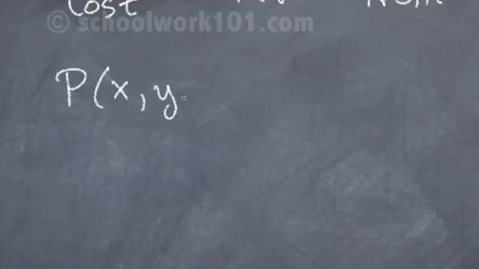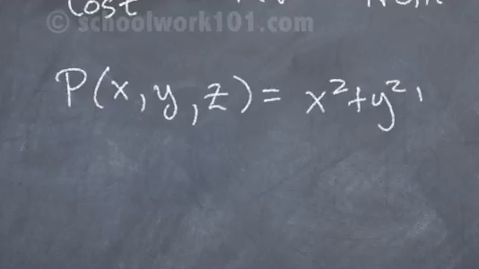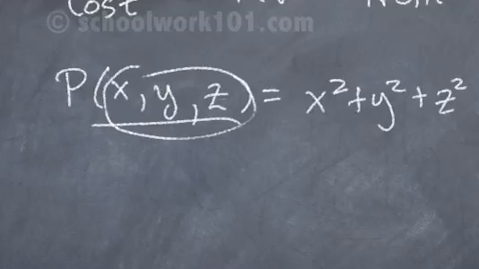Now, in Cal 1, we mostly work with these single valued functions. However, in Cal 3, we jump out of the plane and go into higher dimensions. And our function notation may be written like this, where we have multiple values.